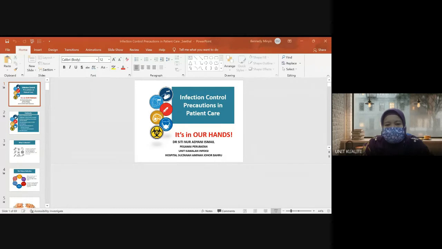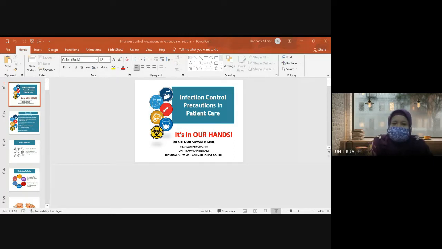Saya Dr. Siti Nur Adiani Ismail, Pegawai Perubatan di Unit Kawalan Infeksi Hospital Sultanah Aminah, Johor Bahru. Hari ini saya akan berkongsi tentang MPSG Goal 1, Infection Prevention Control, lebih kepada Infection Control Precautions in Patient Care. Okey, tak apa membuang masa, kita teruskan dengan presentation ya.